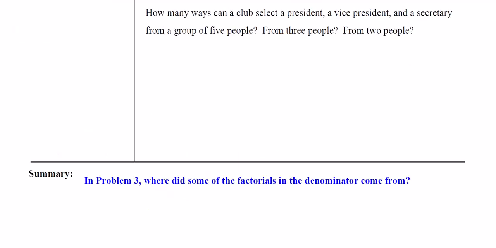For your summary, in problem 3, where did some of the factorials in the denominator come from?